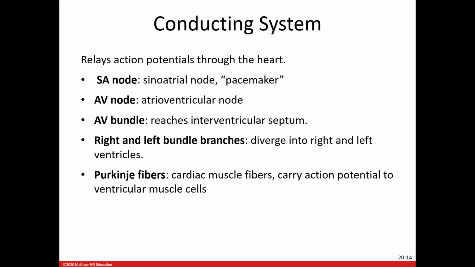Then after the AV node, you have the AV bundle, which runs between the intraventricular septum. So that's that divide between, again, the atrium and the ventricle. After it reaches the AV bundle, it goes and branches into the right and left bundle branches. These branches move into both the right and left ventricles of the heart, where they then have individual pieces coming off. They're called Purkinje fibers. These are actually cardiac muscle fibers or cardiac muscle cells that then carry the action potential to the actual additional muscle cells within the ventricles, allowing it to be stimulated to contract.